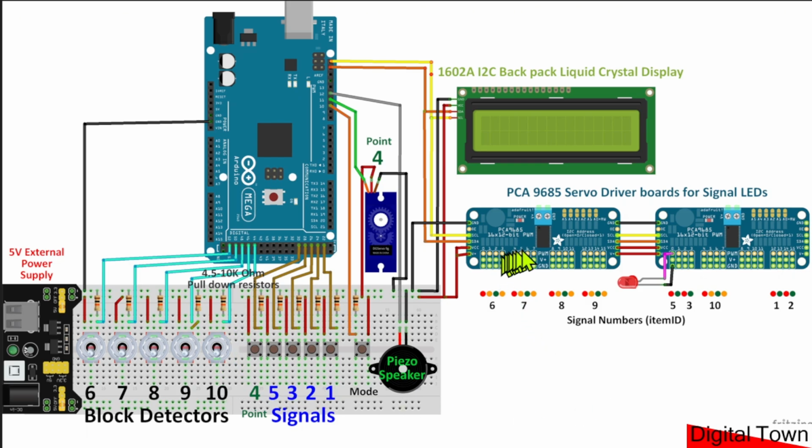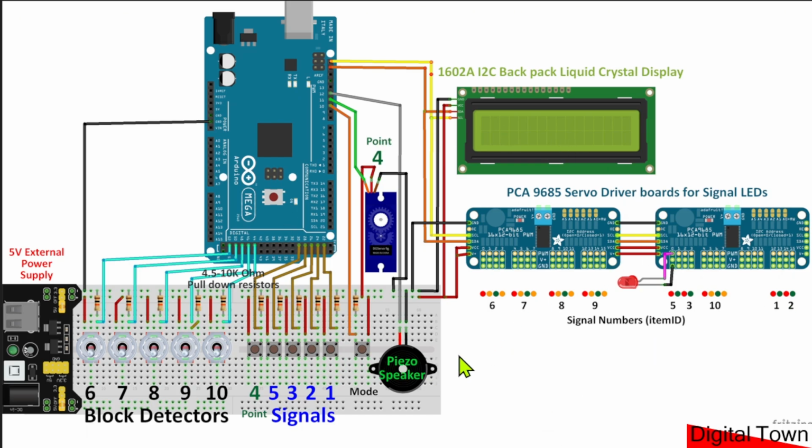When it comes to the servo driver boards, I've just put the example of one LED in, and then I've just listed the colors that I've got the different LEDs set at for each of these positions. So you've got signal 6, which is 4 aspect, 7, 8, and 9 are 4 aspect, 5 and 3 are 2 aspect, 10 is 4 aspect, and 1 and 2 are 2 aspects.